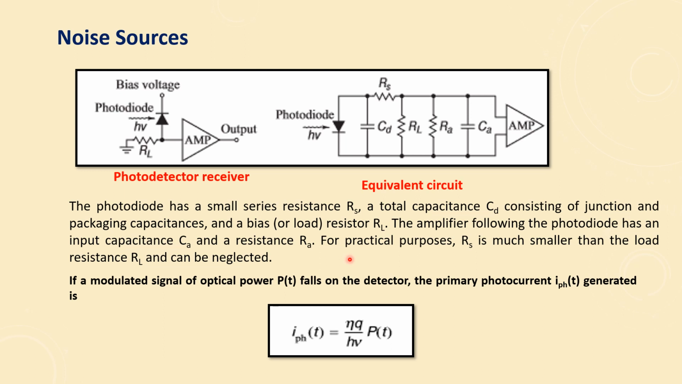Before going into the mean square value of current due to a particular noise, it is very important that we find out the primary parameter called photocurrent. What is the photocurrent generated from the photodiode? It can be represented as photocurrent at time t, which we can write as eta q by hv into the optical power at that time. Eta is the quantum efficiency, q is the charge of electron, and hv is the photon energy. Here v can be replaced by c by lambda, so we substitute v equal to c by lambda.